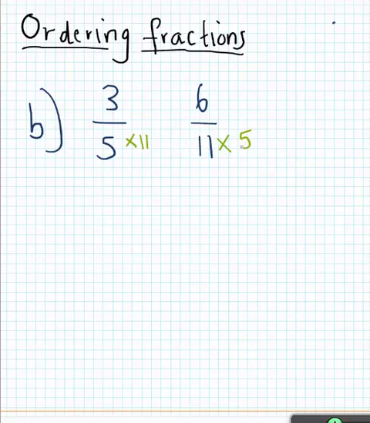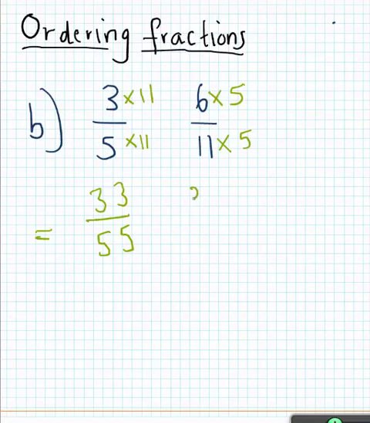But of course, what we do to the bottom, we must do to the top. So up here, I must times that by 11, and up here, I must also times the 6 by 5. Okay, and now we have 5 times 11 is 55, 3 times 11 is 33, and now I've got 6 times 5, I've got 30, and 11 times 5 is 55. Now look, we can see they have the same denominators.